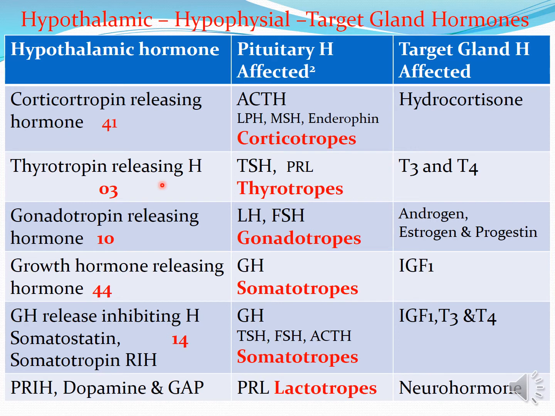Thyrotrophin releasing hormone, which is a tripeptide having three amino acids, stimulates thyrotroph cells of the anterior pituitary to secrete thyroid stimulating hormone or TSH. The target gland hormones affected are T3 and T4, which are also called thyroid hormones. T3 is also called triiodothyronine and T4 is also called thyroxine or tetraiodothyronine.